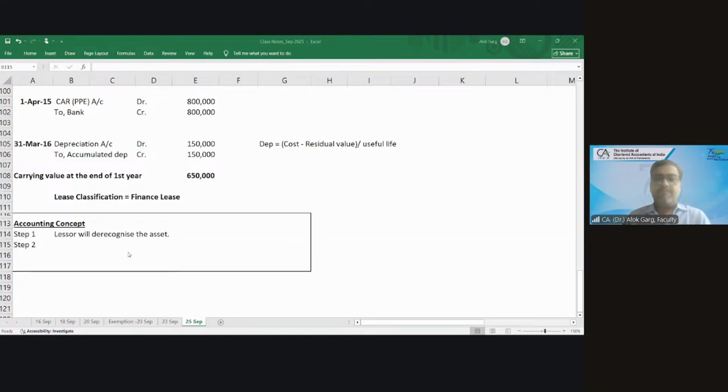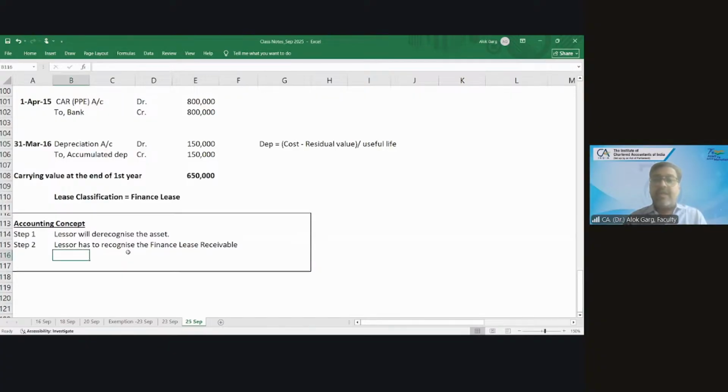Right? So the lessor has to de-recognize the asset and has to recognize the finance lease receivable. Lessor has to recognize the finance lease receivable, which is what? Which is my net investment in the lease.